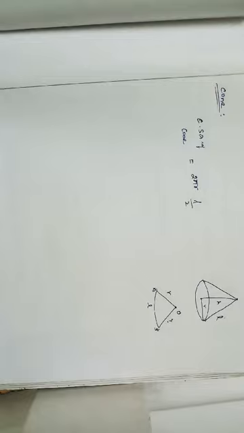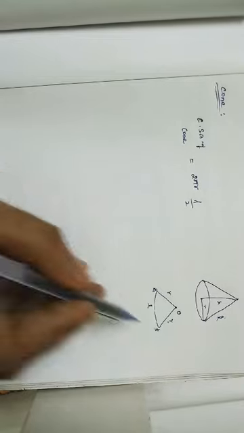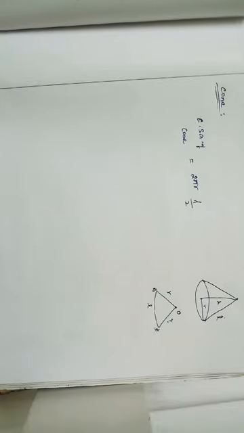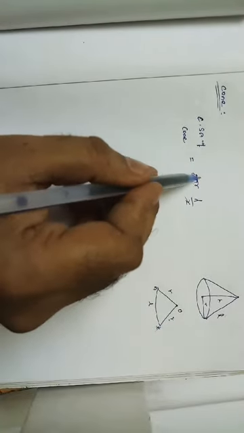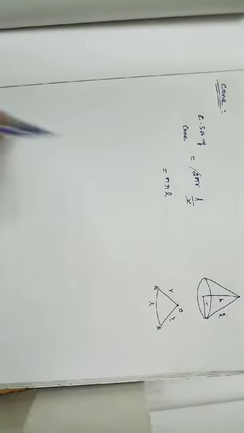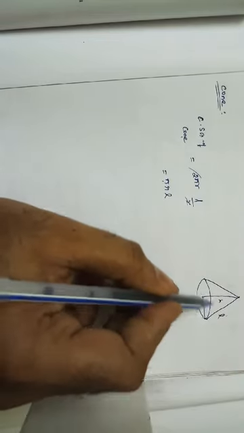And the breadth is L by 2, half of the length. That is the height of the sector, which is the radius while we are rotating. It's nothing but L by 2. The 2 cancels, and we get pi r L. CSA of cone is equal to pi r L.